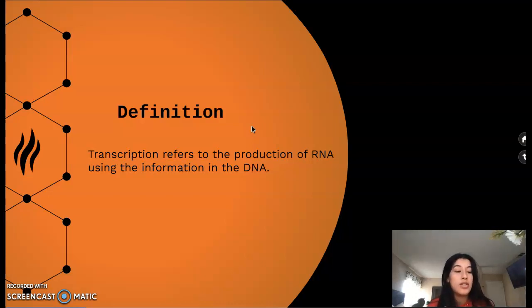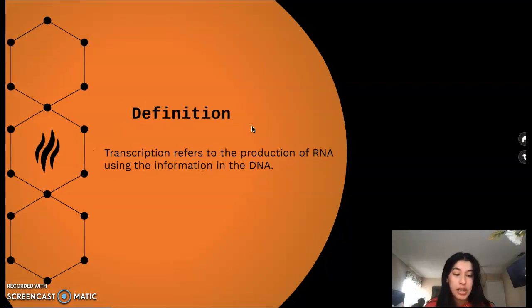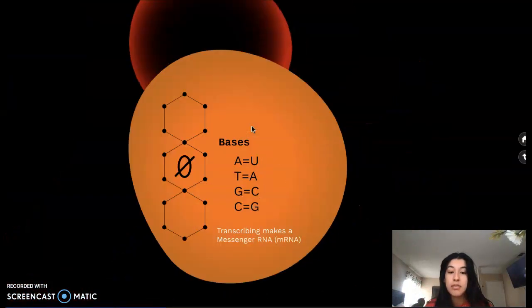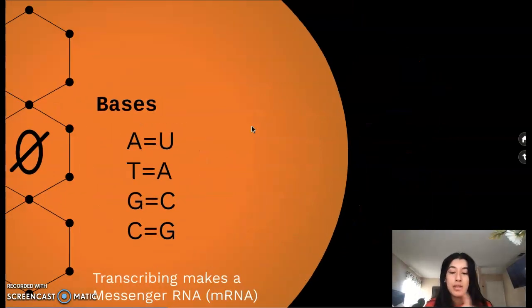So basically, when transcribing a strand, we are rewriting it from DNA to RNA using the nucleotides along the DNA strand. And the bases of that are the A, G, C, or T. And so for RNA, the bases are A, G, C, or U. And so when transcribing, it's important to remember that A equals U, T equals A, G equals C, and C equals G. And so then transcribing makes a messenger RNA or an mRNA.